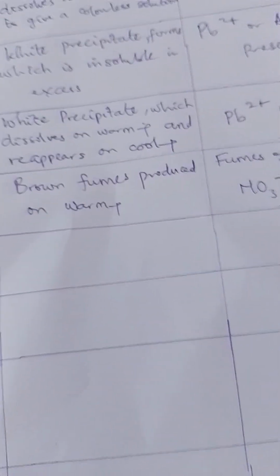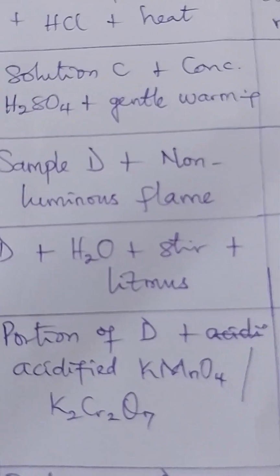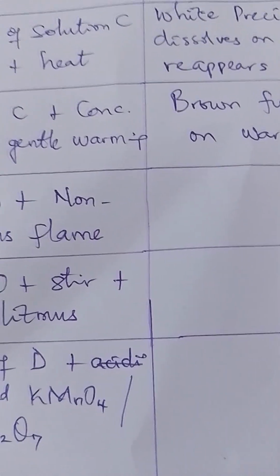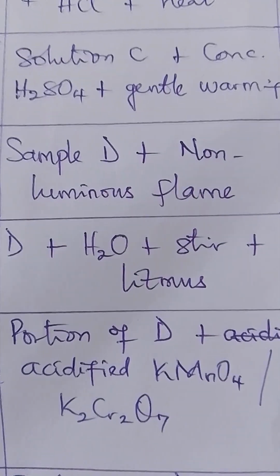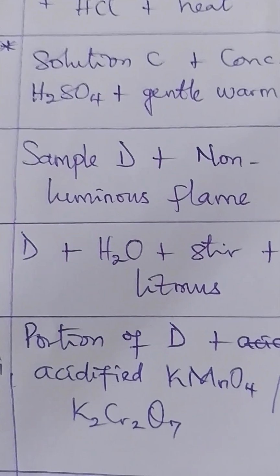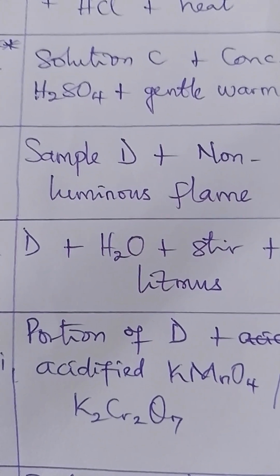All right. Okay, we are making progress. So the next one is that should be done for sample C. Sample C from what I have here. So we can go to sample D. Sample D, you may be asked to burn it up. So we say sample D with non-luminous flame.